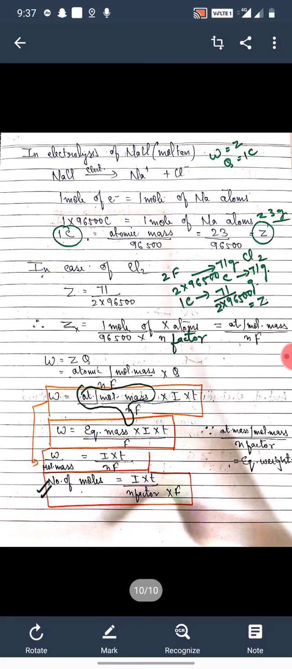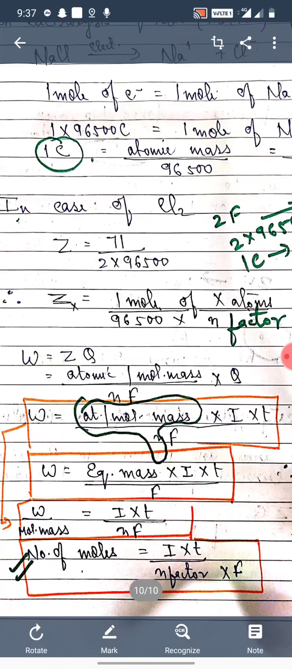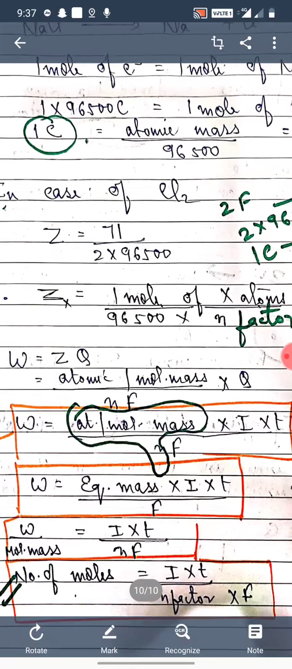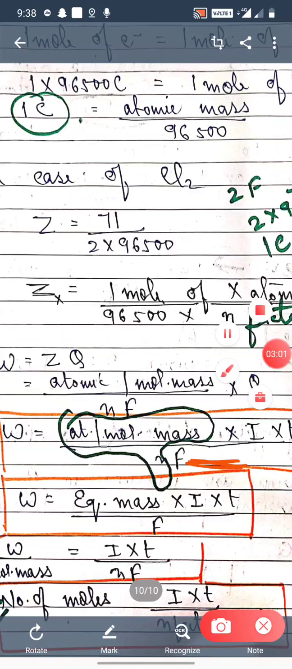this formula, which says that the weight of the substance deposited at any electrode is equal to the atomic mass or the molecular mass into charge. In place of charge, you can write I into T upon n factor and Faraday. And if you remember, 1 Faraday is equal to the charge carried by 1 mole of electrons, and the value of 1 Faraday is 96500. So I hope you remember this much from your previous lecture.